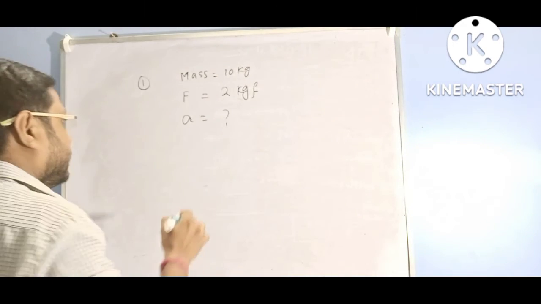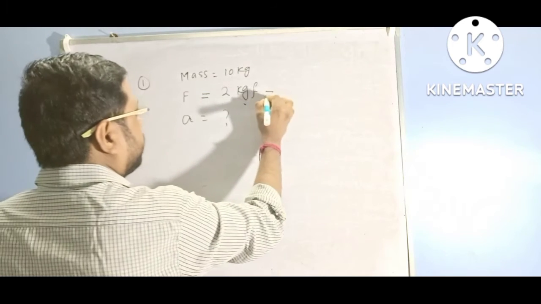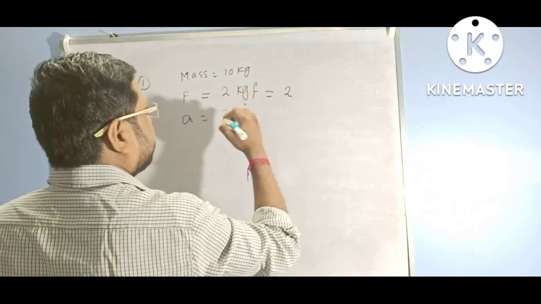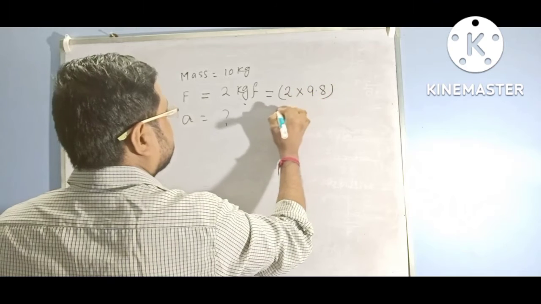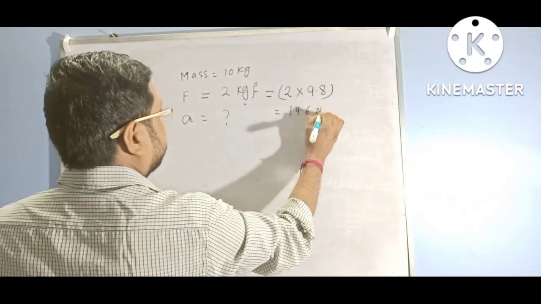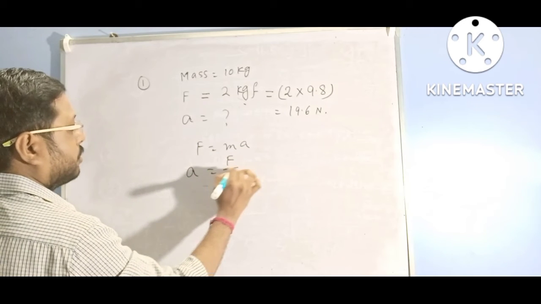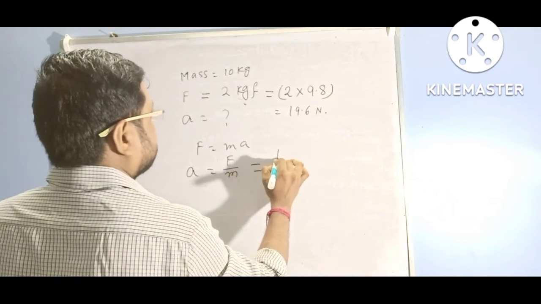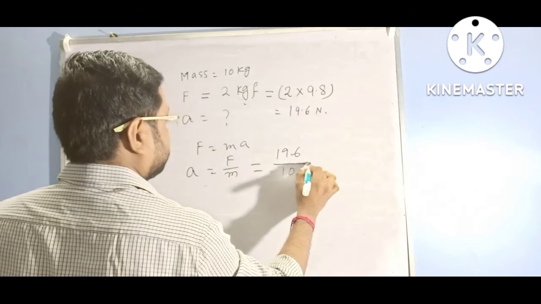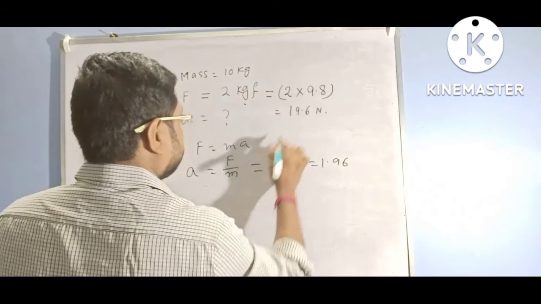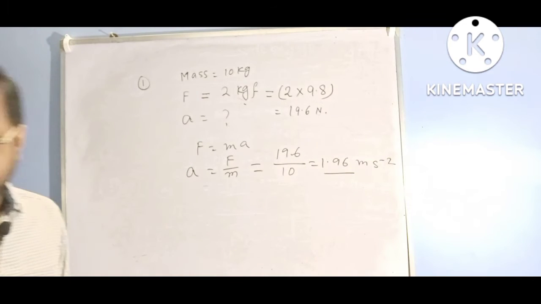We can easily solve it. We know F equal to ma. At first convert kgf to Newton. We know that 1 kgf equal to 9.8 Newton. Therefore 2 kgf equal to 2 into 9.8 Newton, that is 19.6 Newton. Now put it in the formula F equal to ma. We get a equal to force divided by mass, that is 19.6 divided by 10, that is 1.96. Since this is in SI unit, the unit is meter second minus 2. Very easy.